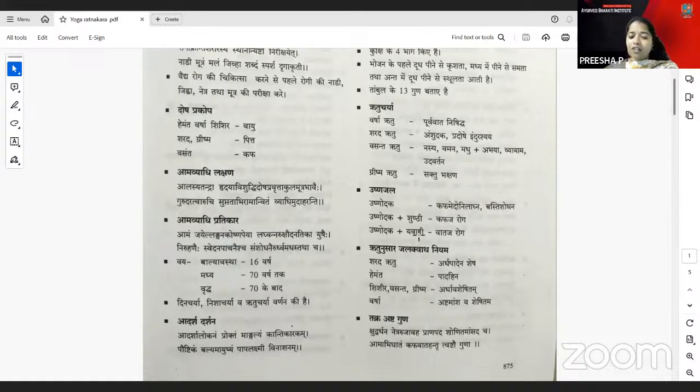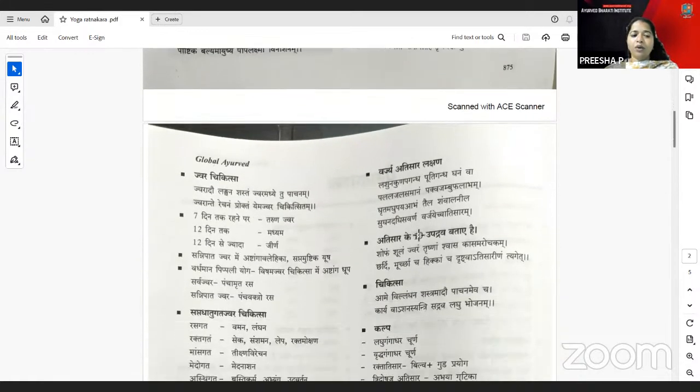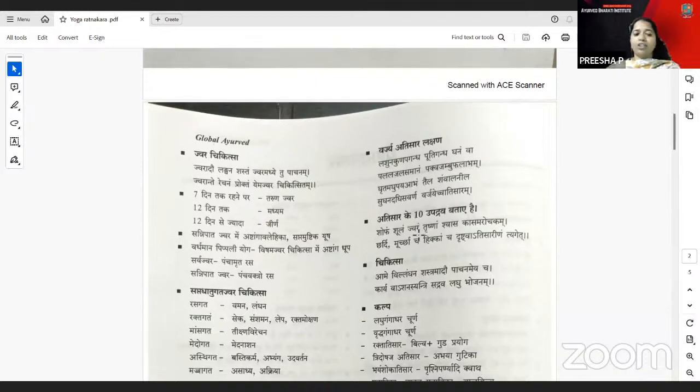And in some of the areas, Takra Ashtaguna is mentioned, like Shuddhardvena is mentioned here, and you have the Jwara Chikitsa, which is mentioned, like Jwarado Langhanam Shasyate, that part is also mentioned. And up to 12 days, it is Madhyama, and if it is about 12 days beyond, it is Jirna, which is mentioned there. These are some of the areas which are mentioned.